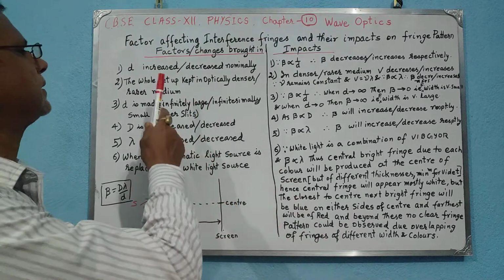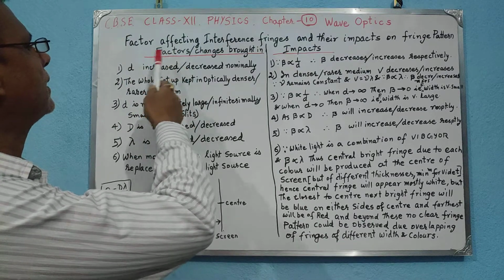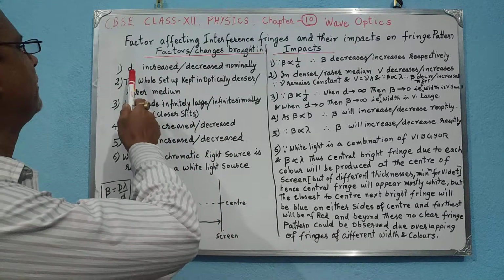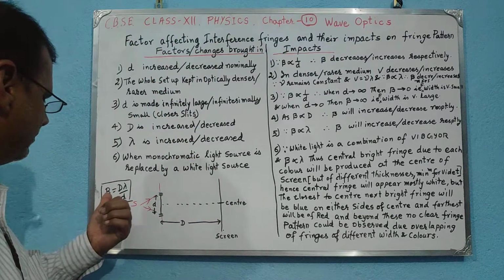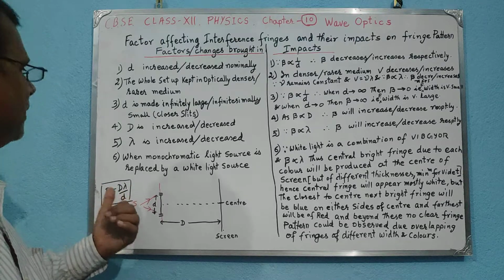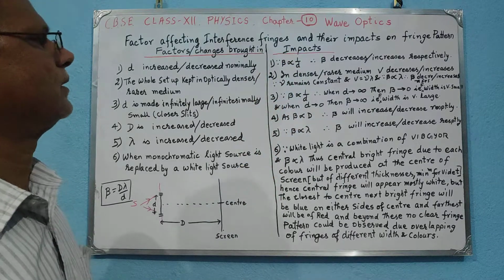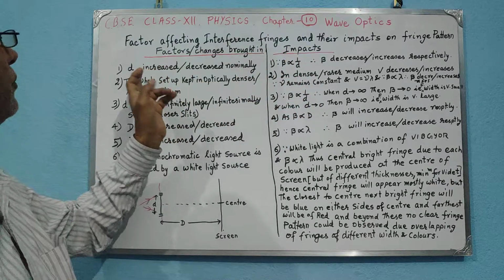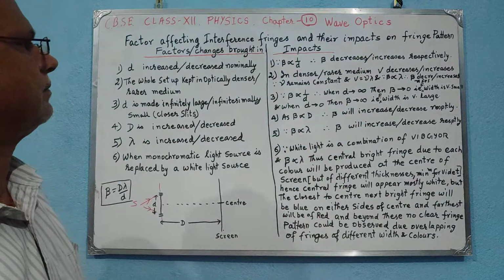So now let us start the main topic: what are the factors which affect the fringe pattern, the interference pattern, if D is increased or decreased nominally. We have the relation beta equals D lambda by d, so the relation between fringe width and d is reciprocal. That means when d is increased, beta should decrease. When d is decreased, beta should increase respectively.